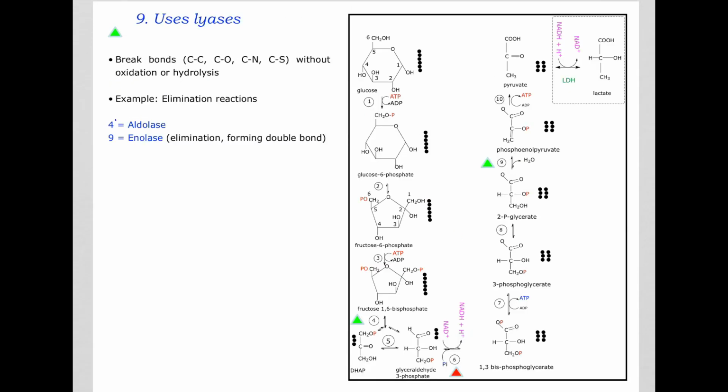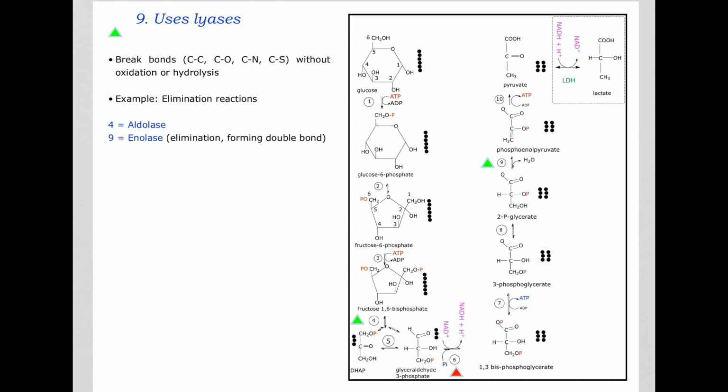There are 2 reactions in glycolysis, number 4 and number 9, that use a class of enzymes called lyases. Aldolase is an example of a lyase, and enolase is an example of a lyase. Lyases are enzymes that catalyze the breaking of bonds, such as a carbon-carbon bond or a carbon-oxygen bond and so on, without any oxidation or any hydrolysis.